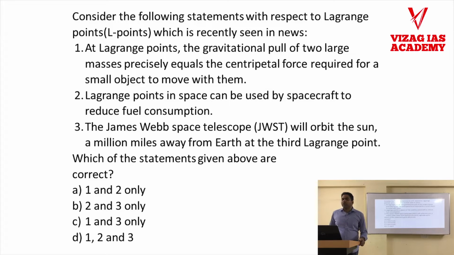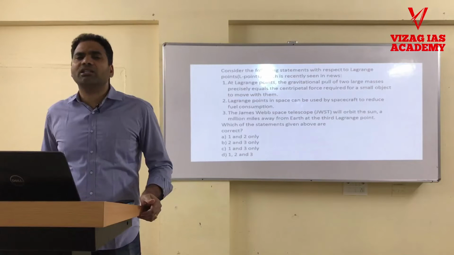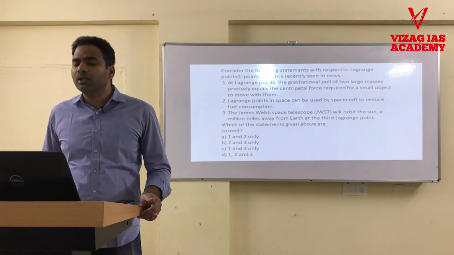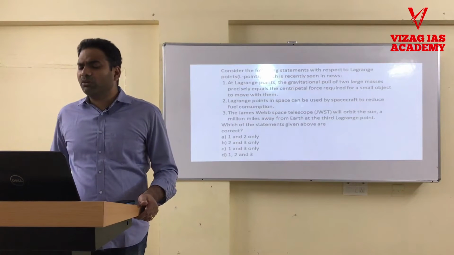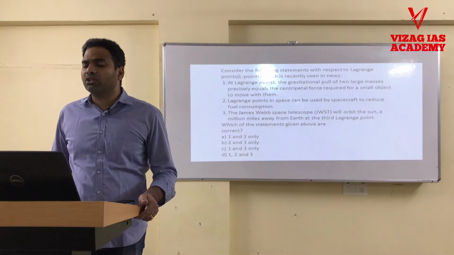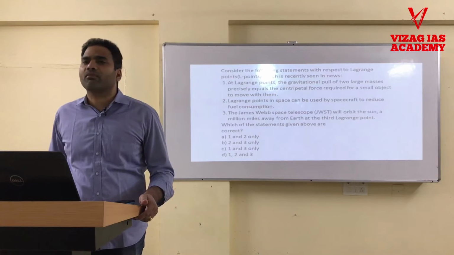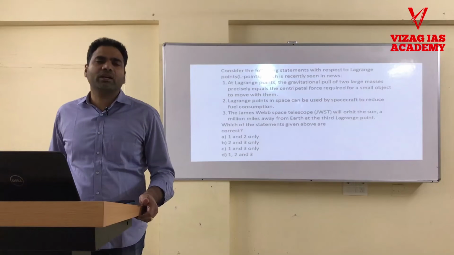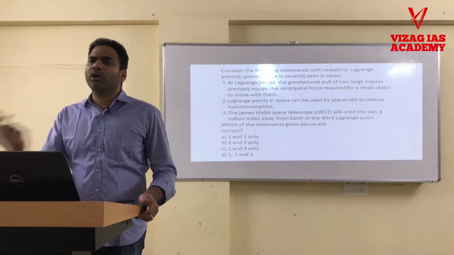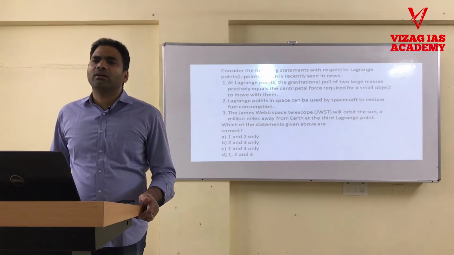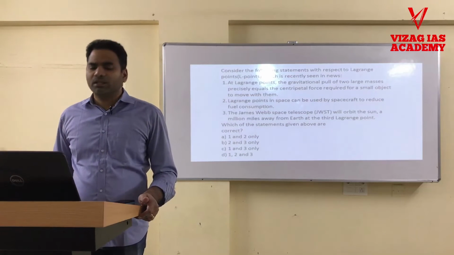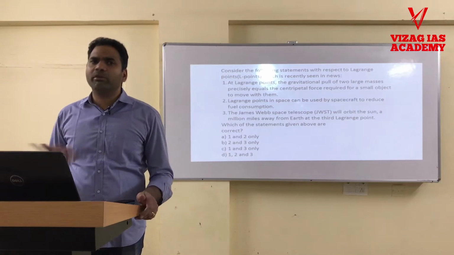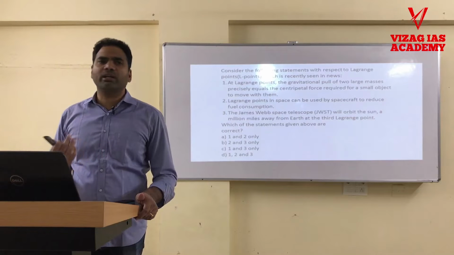Next, consider the following statements with respect to Lagrange points, which is recently seen in news. See, when we were discussing orbits, the last one is Lagrange points. We have discussed Lagrange points. This is the question on that. At Lagrange points, the gravitational pull of two large masses precisely equals the centripetal force required for a small object to move with them, which is true. Okay, for anything to move around a particular object, you need gravitational force, which becomes a centripetal force. Okay, there they balance out and provide the net centripetal force to rotate with the two bodies.